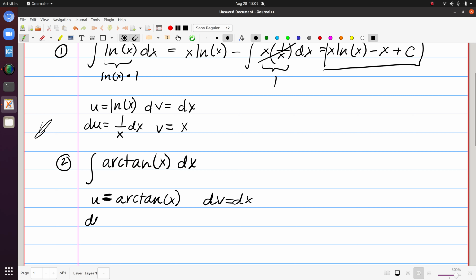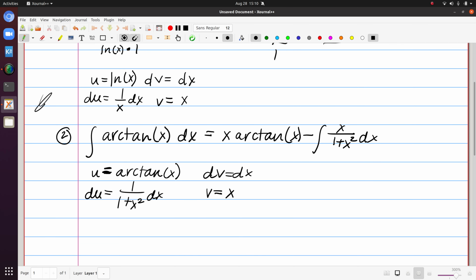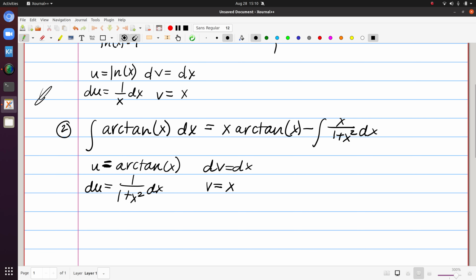So the derivative of arctangent, recall, is 1 over 1 plus x squared. And again, we get the antiderivative of 1 is x here. So now I can take u times v minus the integral of v du, which yields x over 1 plus x squared. Now, I have that integral. It's a very different integral from what I started with, but it's also not one that I can just immediately look at and think of the antiderivative.